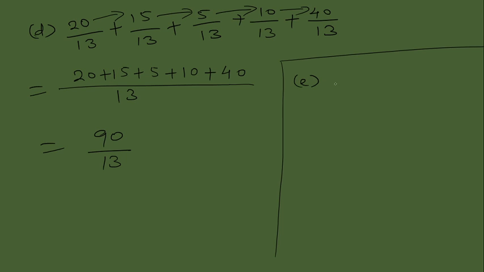Question number E. 12 by 8 plus 8 by 8. Just write here 8 only. The denominator is the same, so you take it once and add the numerators. 12 plus 8 is 20, so 20 by 8. Like this, you can solve these kinds of questions. Isn't it a very simple method to solve like fractions?